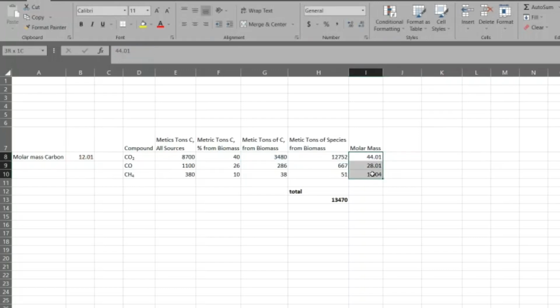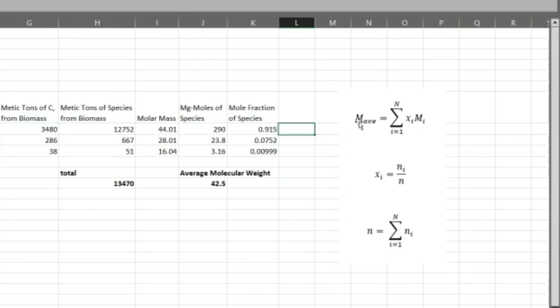And you can just look up these species from the internet or from the back of your book. So for the second part of part A, it asked us to calculate the average molecular weight of the combined gases.